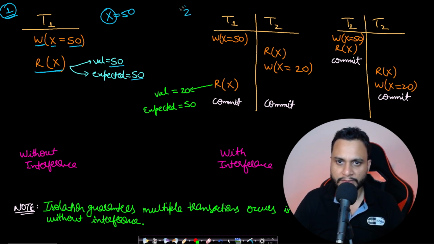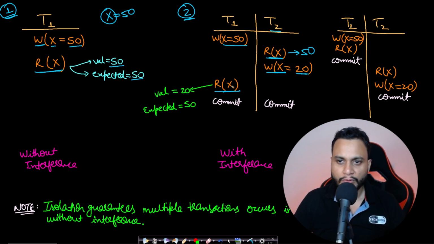Now let us look at another scenario, which is the second example. Here I have created 2 transactions, T1 and T2. In this case, again T1 first tries to write the value of x equals to 50. After this, let's say that T2 is also working on the same variable and it reads the value of x, which is equal to 50. Now T2 writes the value of x, so it is overwriting the value to 20. And after this, let's say T1 tries to read the value of x.